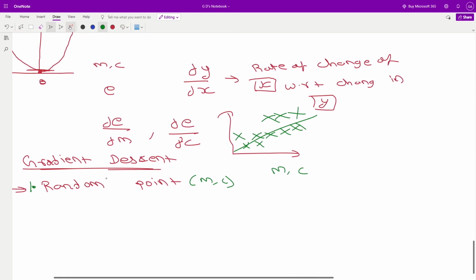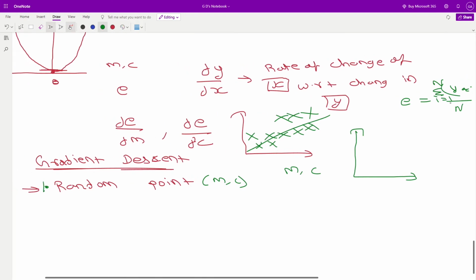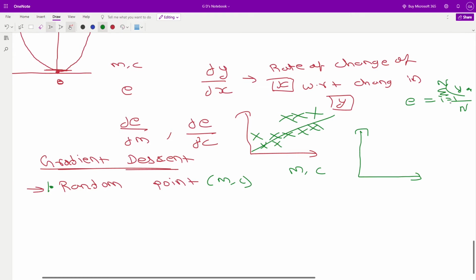Now, in terms of my error equation, your error will be the summation of i equals 1 to n of (y actual minus y pred) whole square, divided by n. This is your error, right? Now I want to find the relationship between E and m. The main idea of this is what dE by dm is.